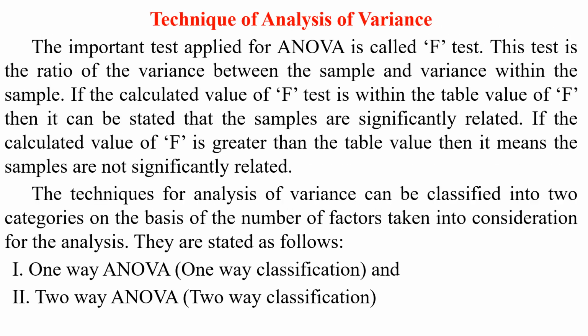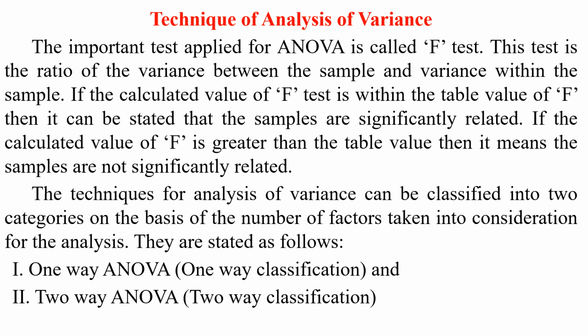Technique of analysis of variance. The important test applied for ANOVA is called F-test. This test is the ratio of the variance between the samples and the variance within the samples. If the calculated value of F-test is within the table value of F, then it can be stated that the samples are significantly related. If the calculated value of F is greater than the table value, then it means the samples are not significantly related.